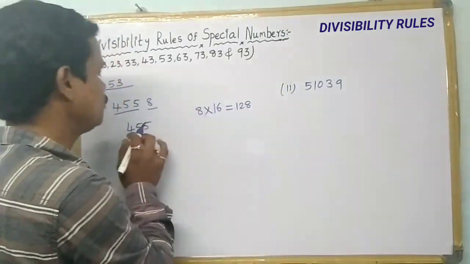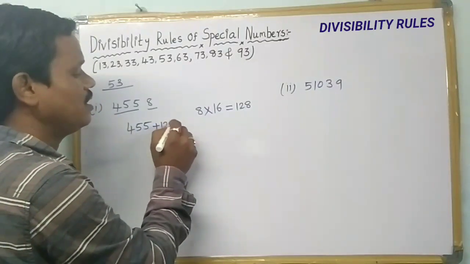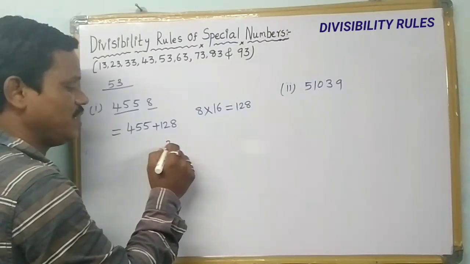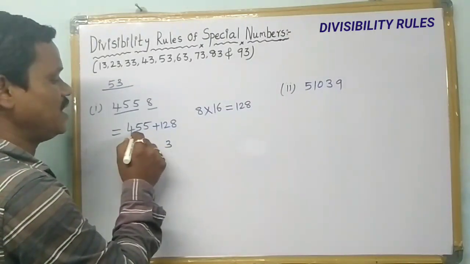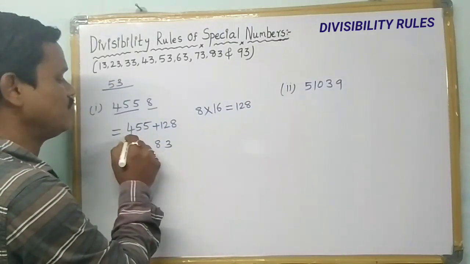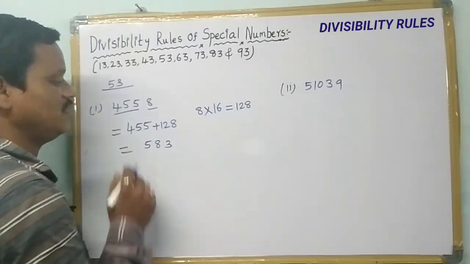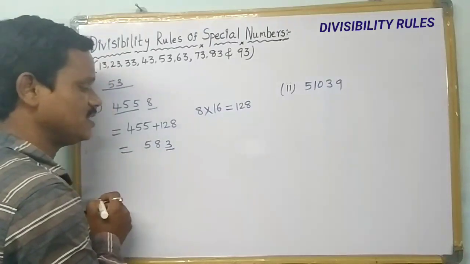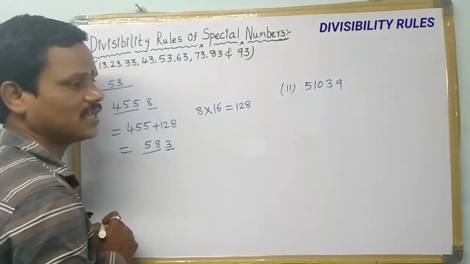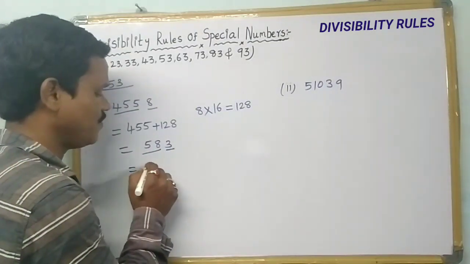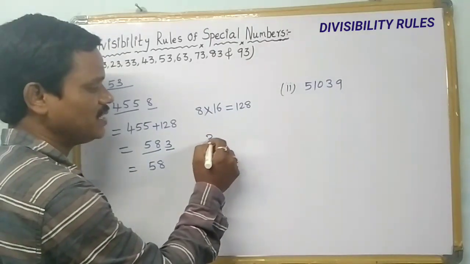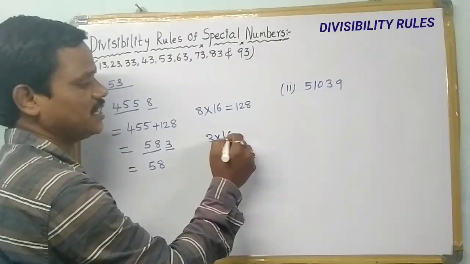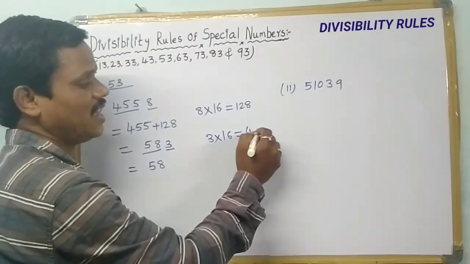128. Now add it to the second part, 455. 8 plus 5, 13. 2 plus 1 plus 5 is 8. 1 plus 4 is 5. So 583 is the new dividend. Now divide it into two parts. 3 is the first part, 58 is the second part. Write the second part 58 as it is. Multiply the first part 3 by 16. 16 threes are 48.